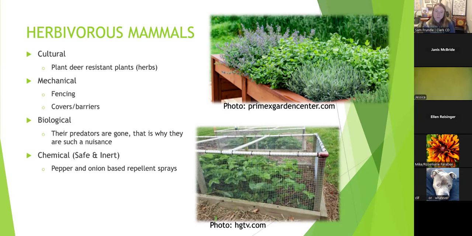and deer. Biologically, unfortunately, their natural predators are gone, and that's why they are such a nuisance and so prolific. Some safe and inert chemical applications might be pepper and onion-based repellent sprays, and that's what you see in the Yard and Garden Center, the deer repellent. It also usually repels rabbits.